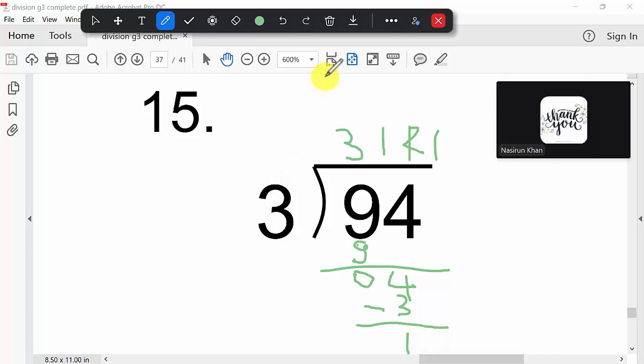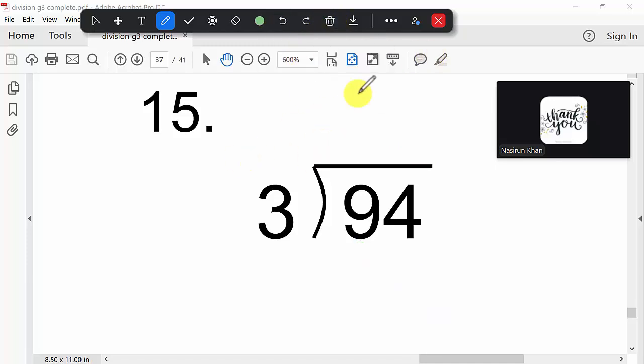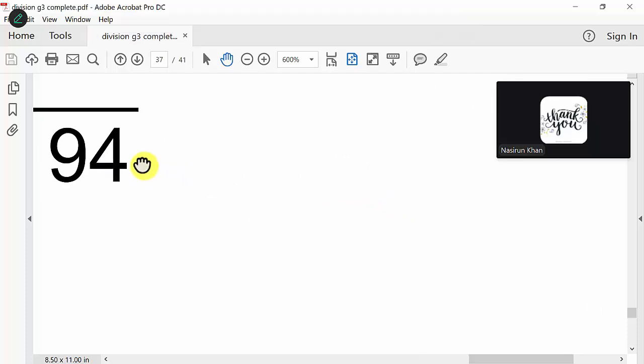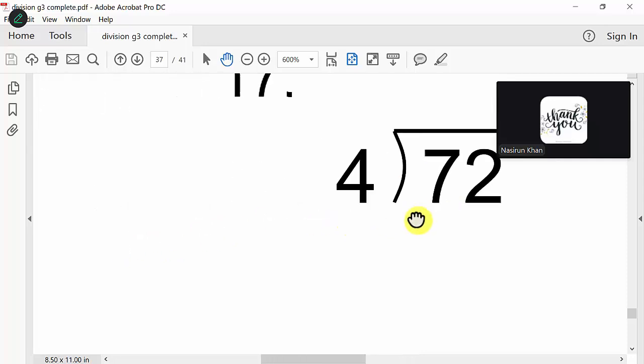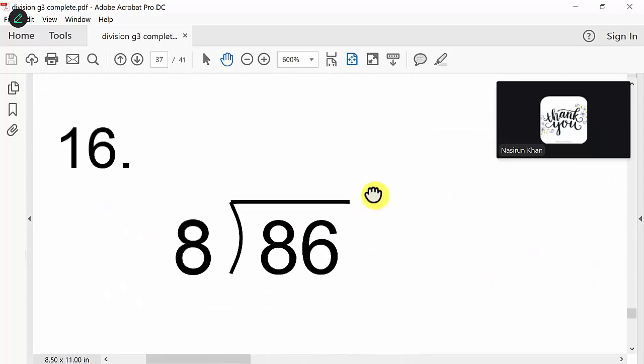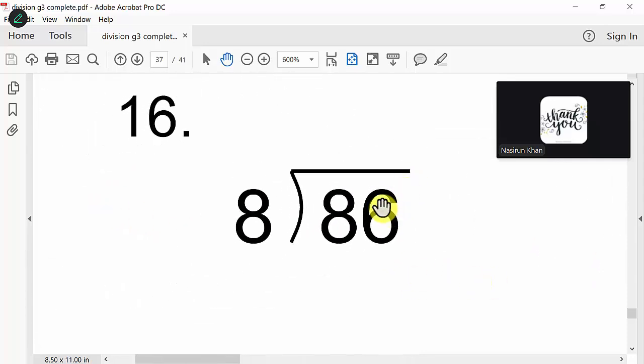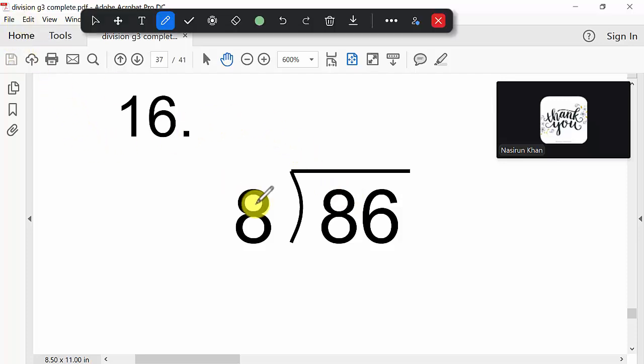Okay. And then let's do another number. Number 16. Yeah, we have number 16. Number 16, 86 divided by 8. 8 divided by 8 is 1. And then 1 times 8 is 8. Now we subtract. This one nothing, or 0. Then we drop number 6.